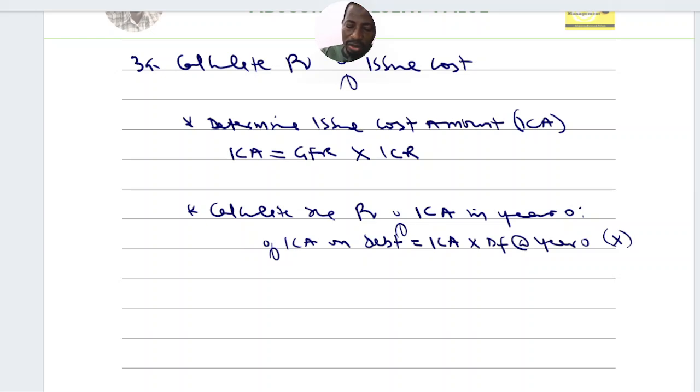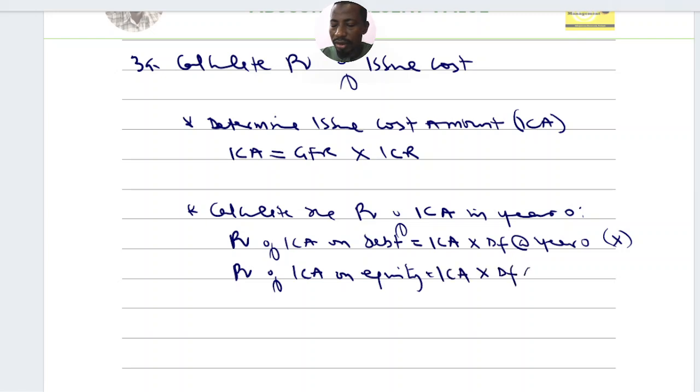Then you also need to calculate the PV of issue cost amount on equity. So you then say issue cost amount on equity multiplied by discount factor at year zero. So you also put it there. So add the two of them together to give you this. That's total PV of costs. Total PV of issue cost amounts. Okay.